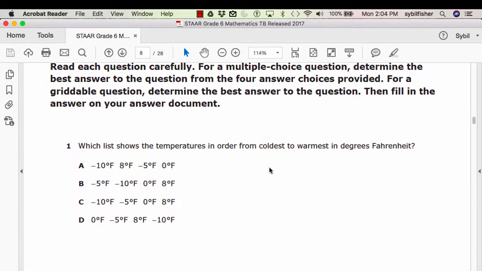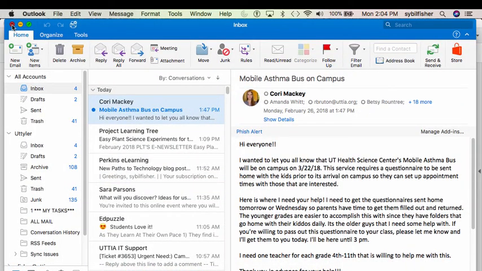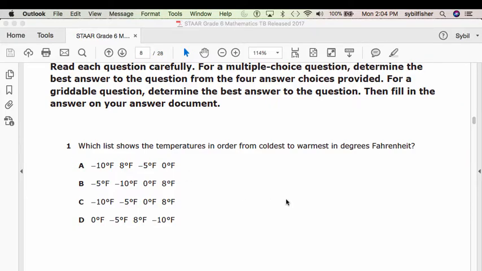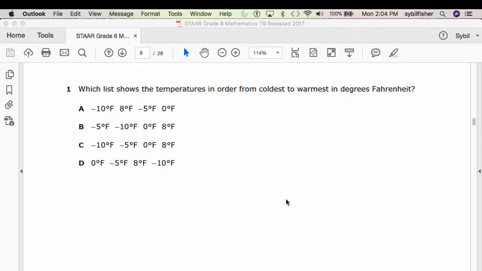Which list shows the temperatures in order from coldest to warmest in degrees Fahrenheit? A. -10 degrees Fahrenheit, 8 degrees Fahrenheit, -5 degrees Fahrenheit, 0 degrees Fahrenheit. Or B. -5 degrees Fahrenheit, -10 degrees Fahrenheit, 0 degrees Fahrenheit, 8 degrees Fahrenheit.